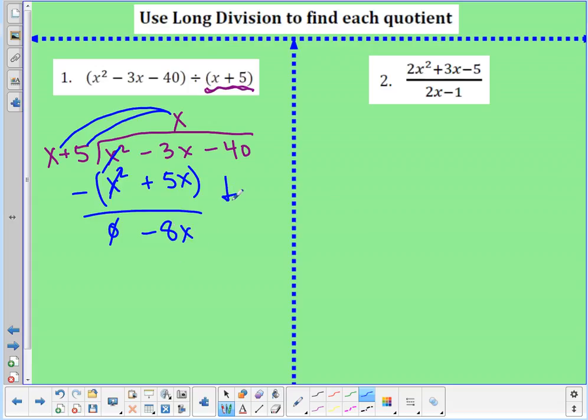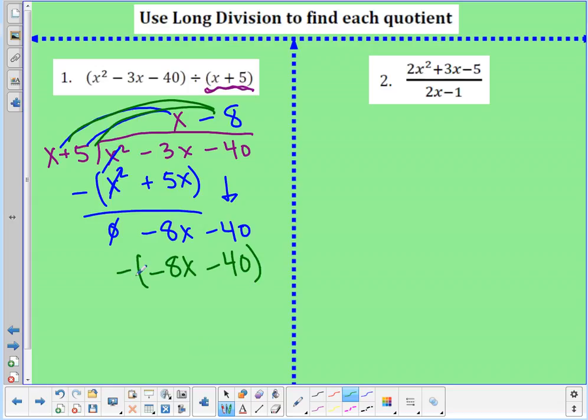I can bring down the negative 40 and do it one more time. So x to look like negative 8x, that's my goal. I want to make x look like negative 8x. I need to multiply by negative 8. Then I'm going to distribute that. That negative 8 goes to both parts outside, so negative 8 times x is negative 8x, and negative 8 times 5 is negative 40, and I subtract those two.